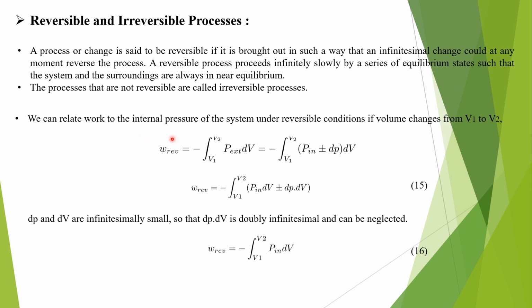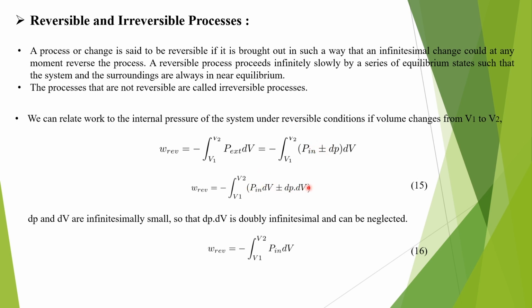We can relate work to the internal pressure of the system under reversible conditions if volume changes from V1 to V2. So for a reversible process, W reversible, where V1 is the initial volume and V2 is the final volume, has a minus sign, P external times dV. Now the external pressure is slightly different from the internal pressure. If we say the internal pressure is P internal, then P external is P internal plus or minus dP here.